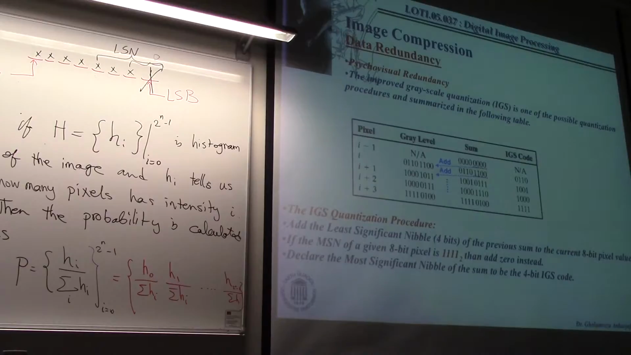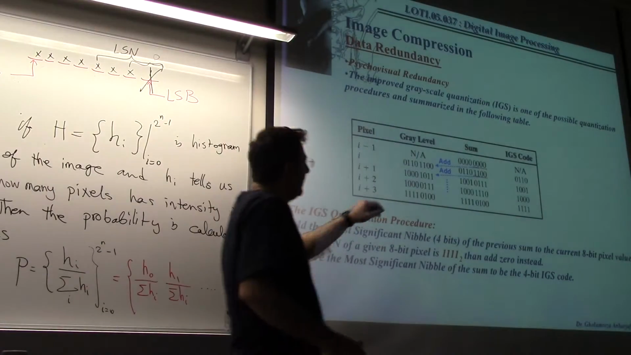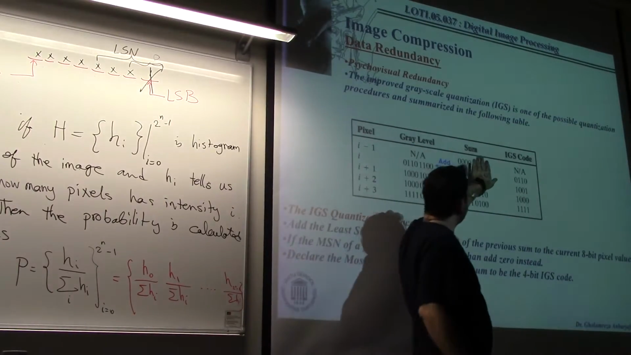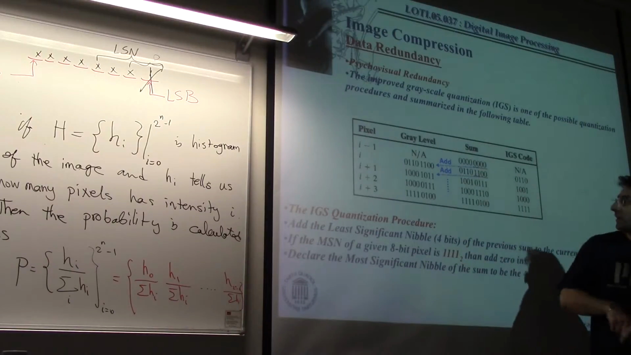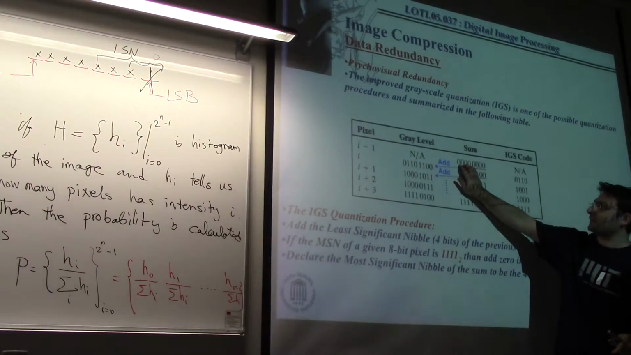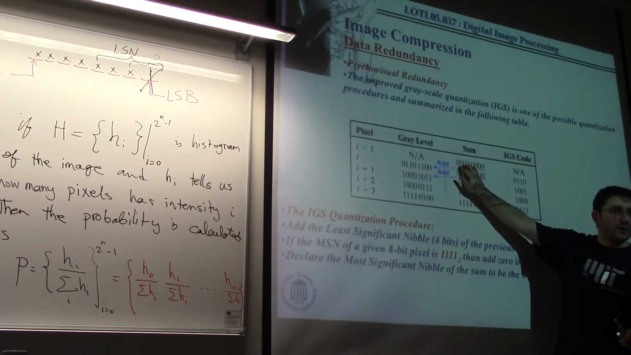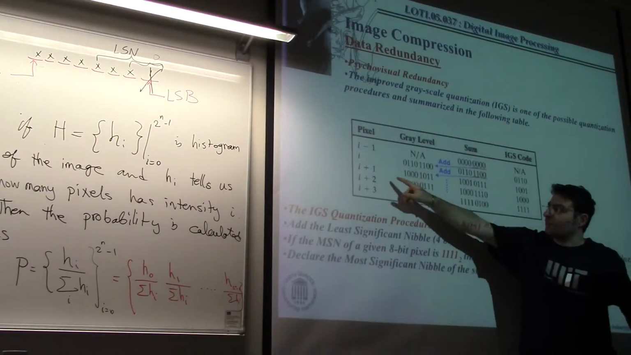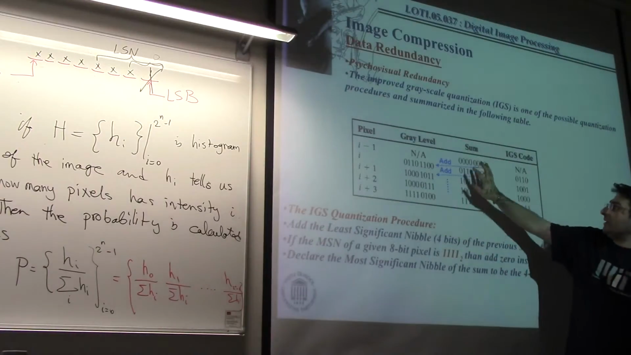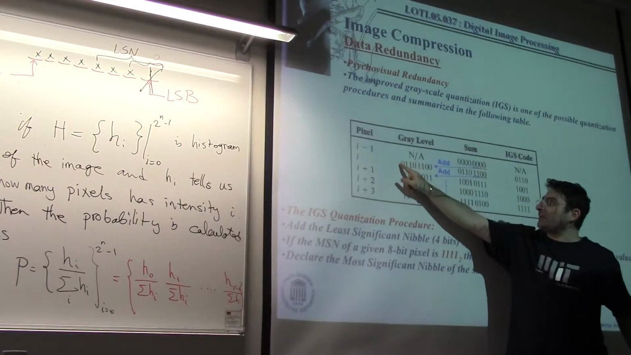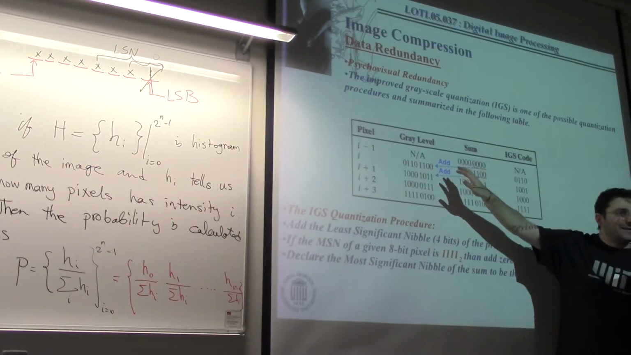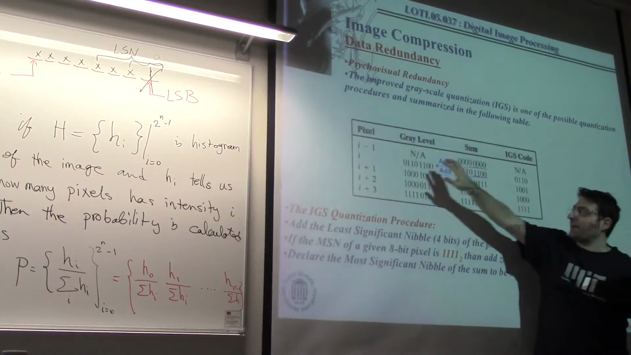How this IGS works. The IGS works like this. For the first one, I am killing the first 4. In other words, I'm using only the least significant nibbles that I had before, right? But for the next one, what I do is, although I am picking up the first 4 bits, I am adding the previous last 4 bits into it.